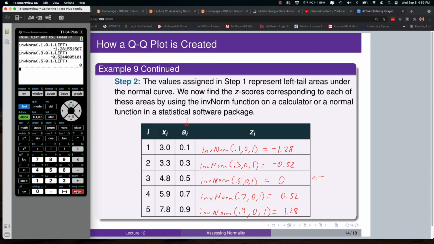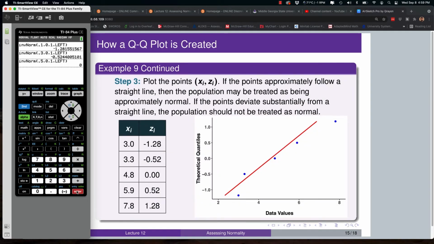So what do we do in step 3? We're pretty much done at step 3. We take the x sub i values, the original data values, and the z-scores we calculated. Those represent our y values, and we're going to plot the points x sub i, z sub i on our graph by hand. And if the points approximately follow a straight line, then the population may be treated as approximately normal. Again, this particular small data set is approximately normal. Is it perfect? No. Do the points stick exactly to the line? No.